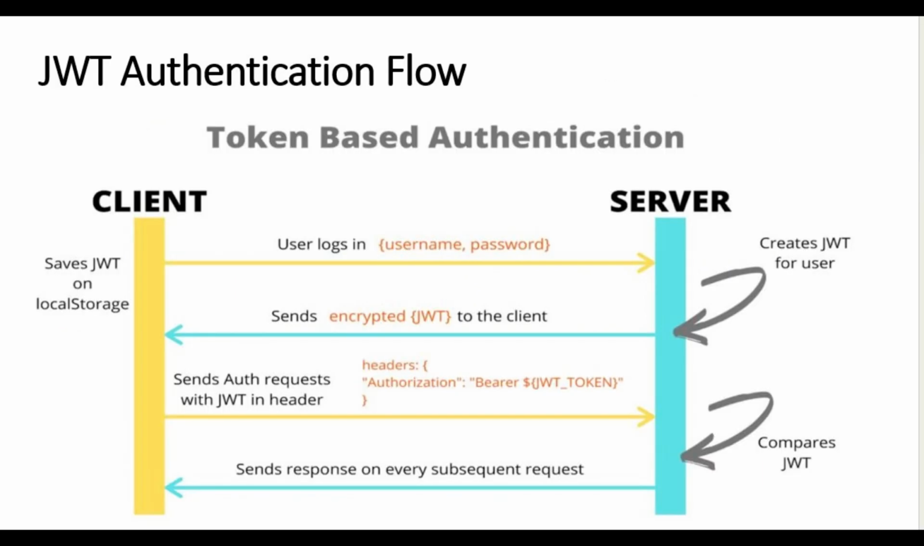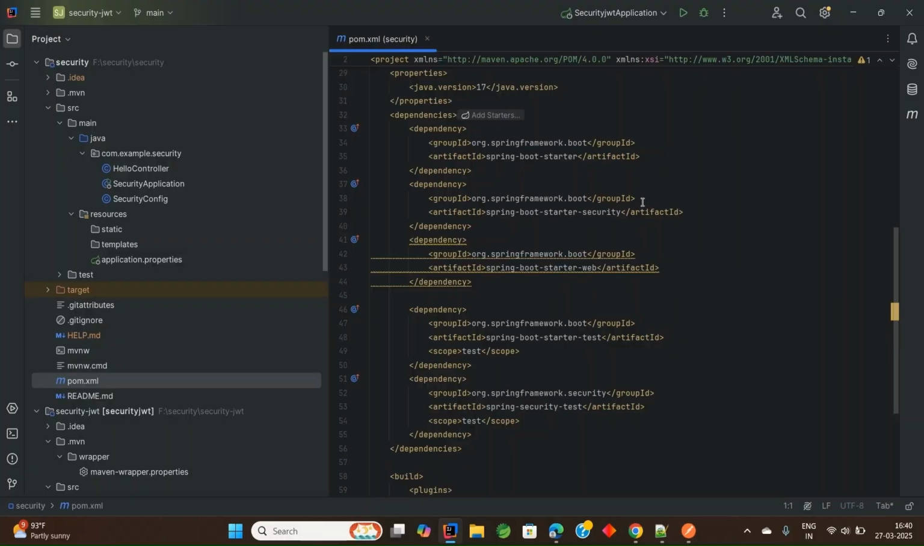The typical flow is, the user logs in, the server generates a JWT, and sends it back to the client. The client then includes the JWT in the authorization header of subsequent requests. The server verifies the JWT's signature to ensure its integrity, and extracts the user information from the payload. So let's start. We have to add the dependency.